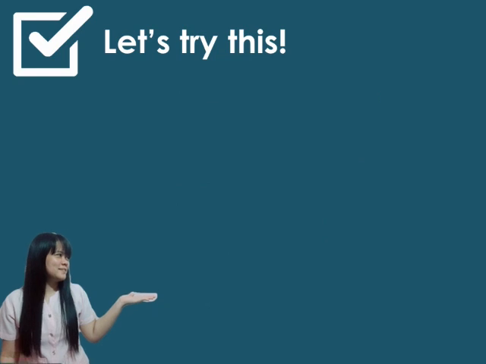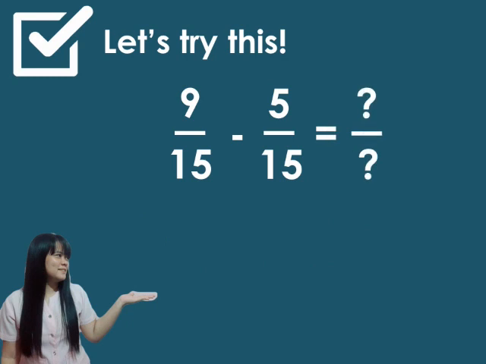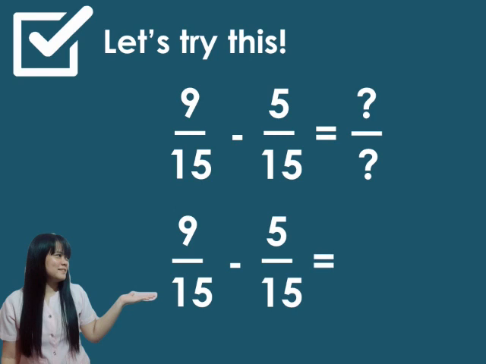Another. 9 over 15 minus 5 over 15. Let us look at the numerator. 9 minus 5 and 15. So 9 minus 5 is 4 and 15. So the answer is 4 over 15. Since 4 over 15 can't be simplified, therefore the answer is 4 over 15.